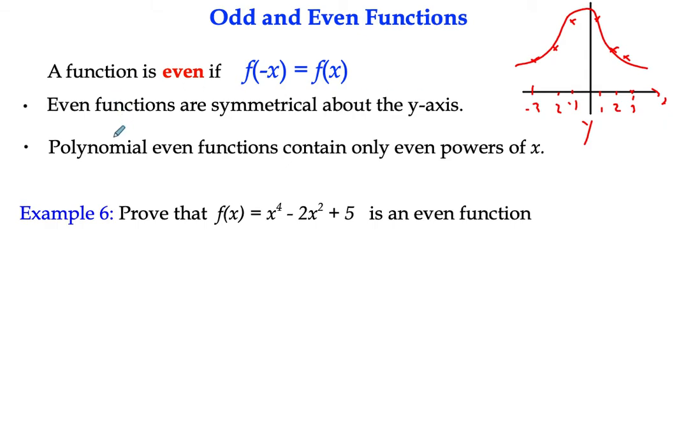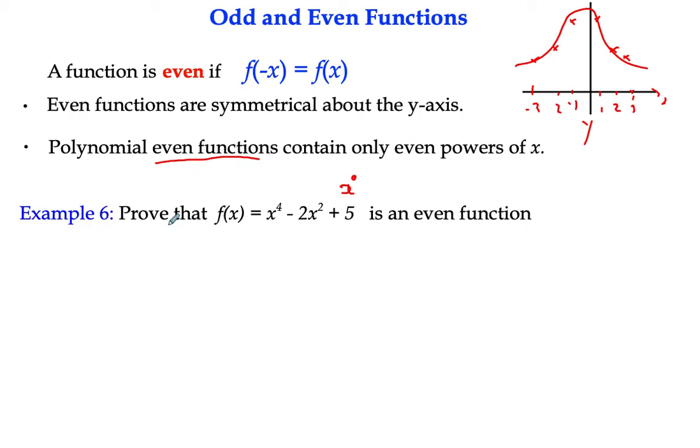Okay, and interestingly, polynomial even functions contain only even powers of x, and that's another little sign that you're going to get an even function. So example 6 says prove that the function f of x equals x to the 4 minus 2x squared plus 5 is an even function. So there's a clue there. Remember that a constant term technically is an even power because it's x to the power 0, and 0 is in the set of even numbers.